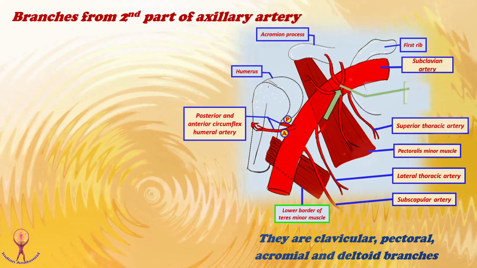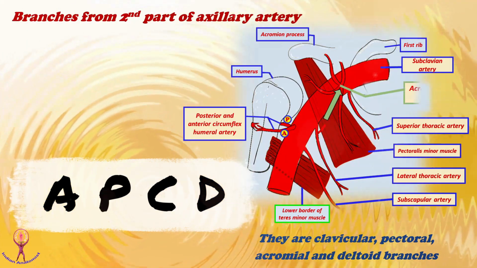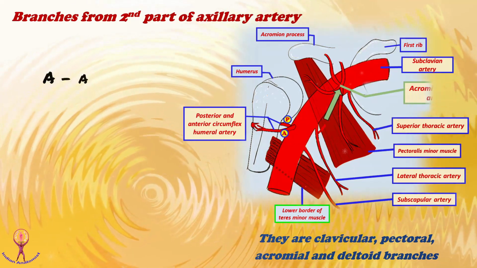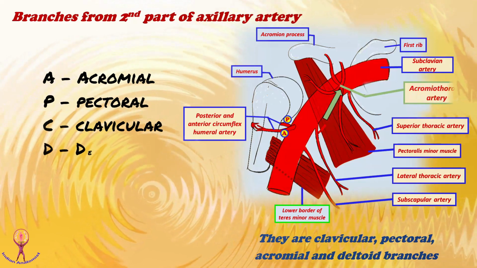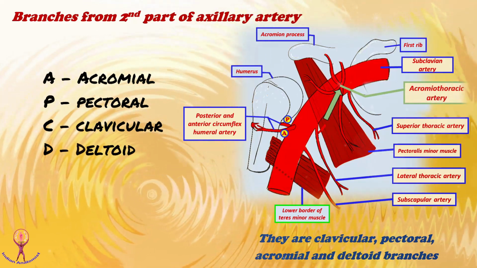Medicos, please remember the mnemonic APCD instead of ABCD. A stands for acromial, P for pectoral, C for clavicular, and D represents the deltoid branches.